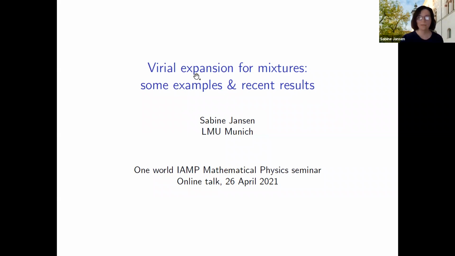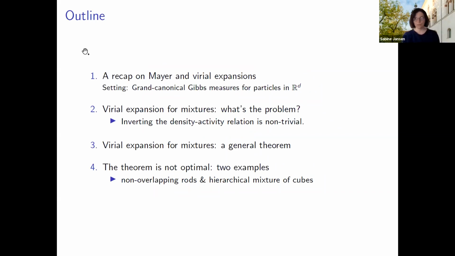So let me first say what I plan to do. I will first start with a recap on Mayer and virial expansions, and apologies to the experts because none of it will be new. I will do this recap not in the setting of polymer partition functions, but in the setup of grand canonical Gibbs measures for particles with pairwise interactions in R^d, or to be more precise, in finite volumes, subsets of R^d.